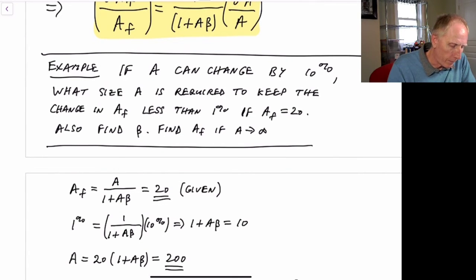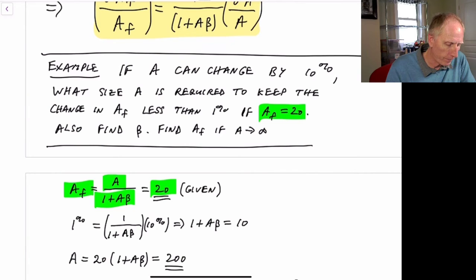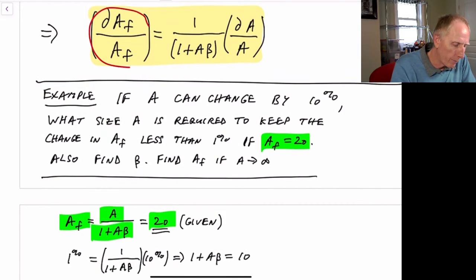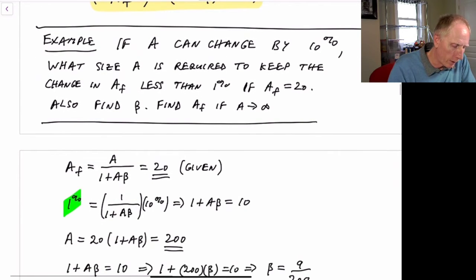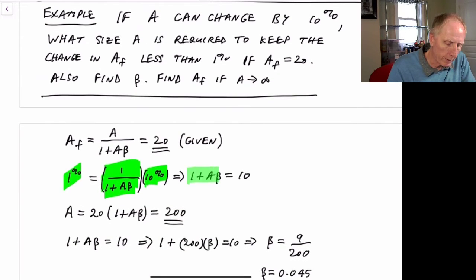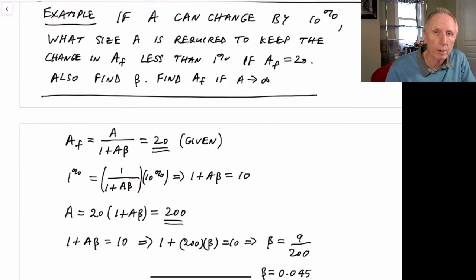So we have that A sub f is equal to 20, which is given. And we know that A sub f is A divided by 1 plus A beta, and that's equal to 20, and that's given. We also know that from above, we want this value here to be 1%, and this value here would be 10%. So putting that into our equation here, we have that 1% should equal 1 divided by 1 plus A beta times 10%. That tells us that 1 plus A beta should equal 10, because we're trying to get a factor of 10 improvement in our change in the closed loop gain with respect to the change in the open loop gain.